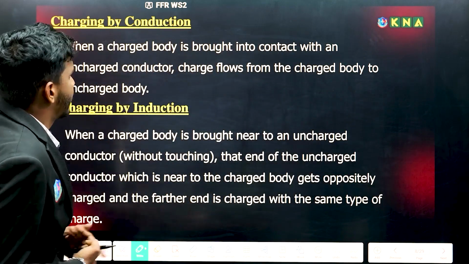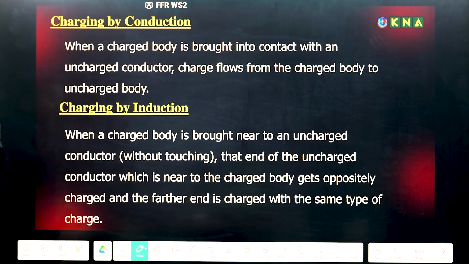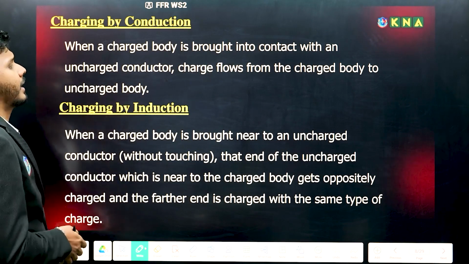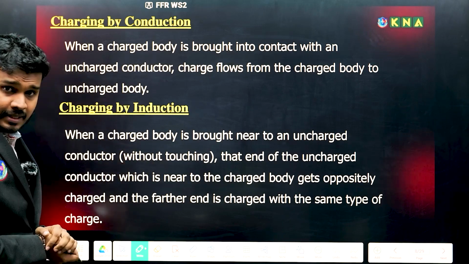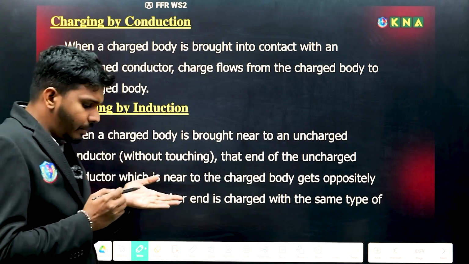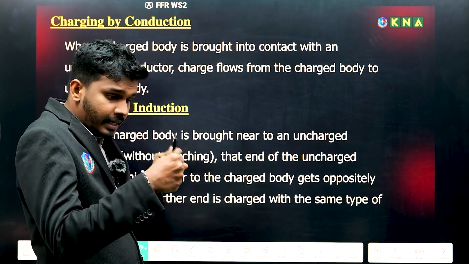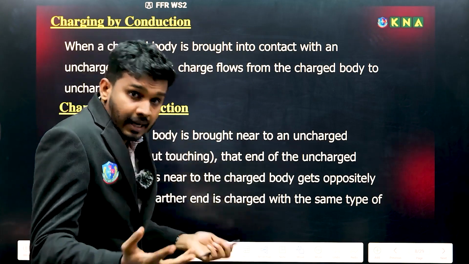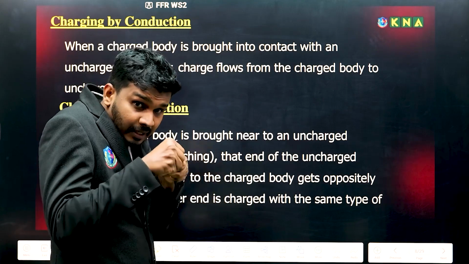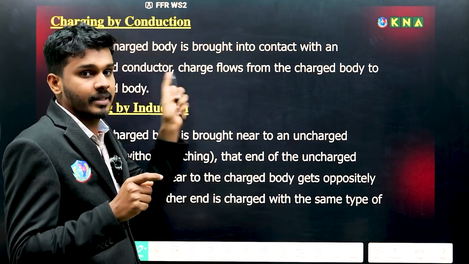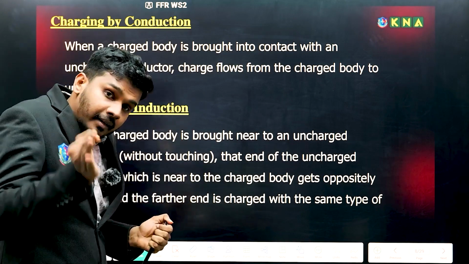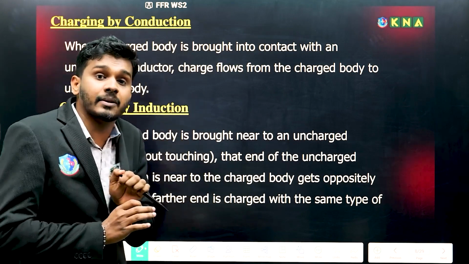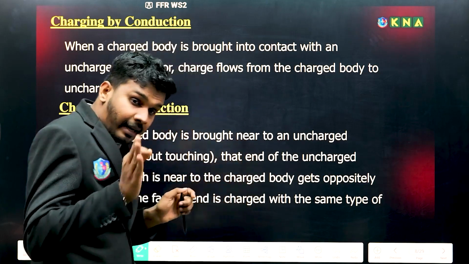Next, charging by conduction. A charged body is brought into contact with an uncharged conductor. Charge flows from the charged body to the uncharged body. If they are in contact, that is charging by conduction. Charging by conduction is the method used for charging conductors.